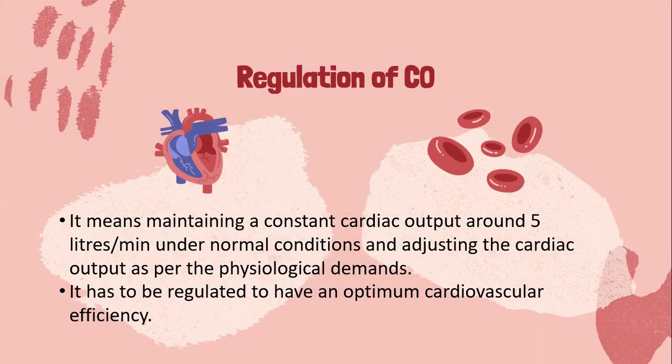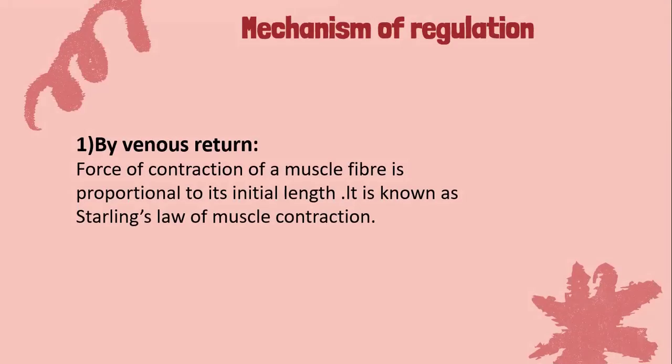How do we regulate the cardiac output? Regulating means maintaining constant cardiac output around 5 liters per minute under normal condition and adjusting the cardiac output as per the physiological demands. So, cardiac output has to be regulated to have optimal cardiovascular efficiency. So, what are the mechanisms?